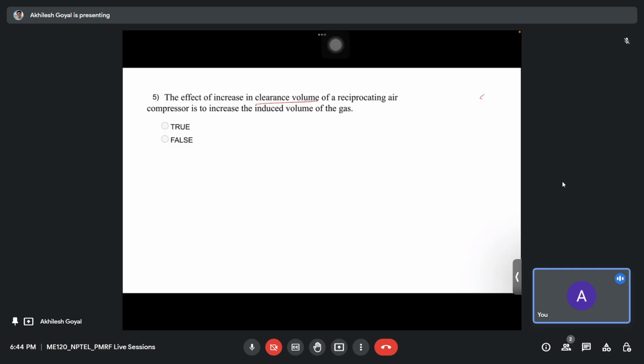fresh charge or fresh gas to come into the cylinder. That means if we increase the clearance volume, the available or induced volume of the gas will be lower. Okay, so here the question is, the effect of increase in clearance volume of a reciprocating air compressor is to increase the induced volume of gas. So this statement is false. Why? Because as you increase the clearance volume, that means you are reducing the induced volume.